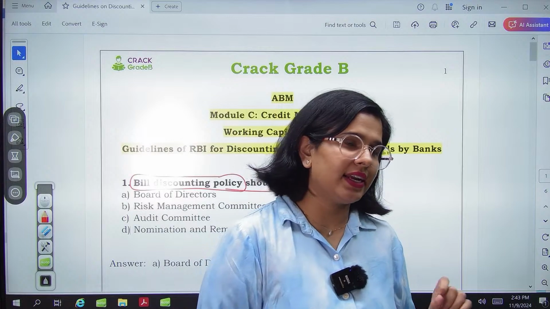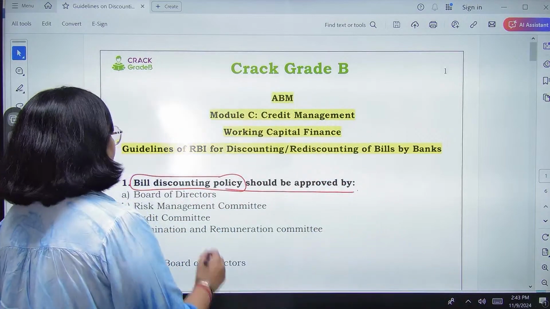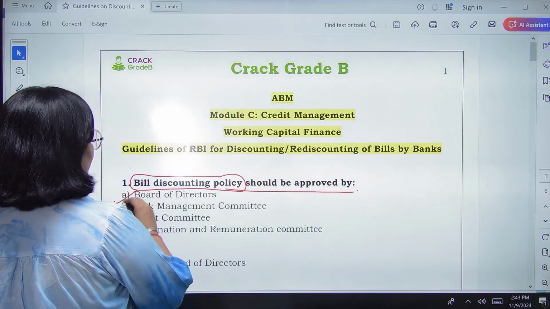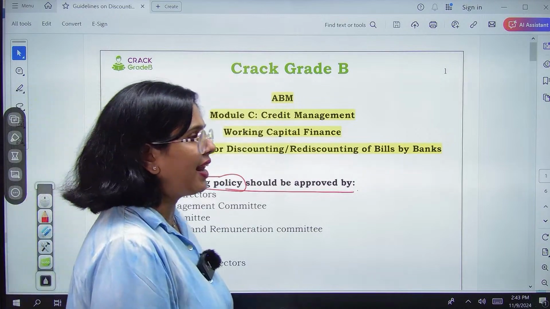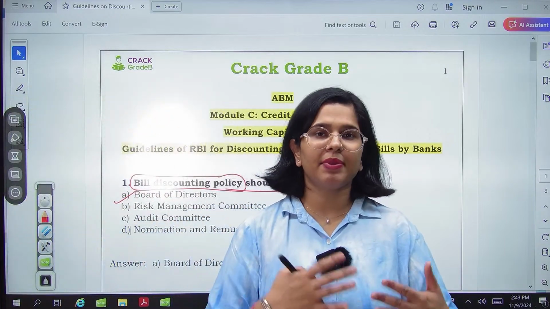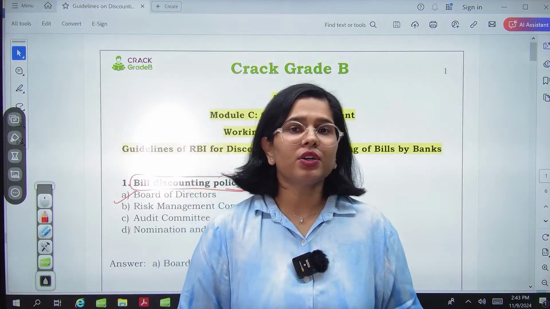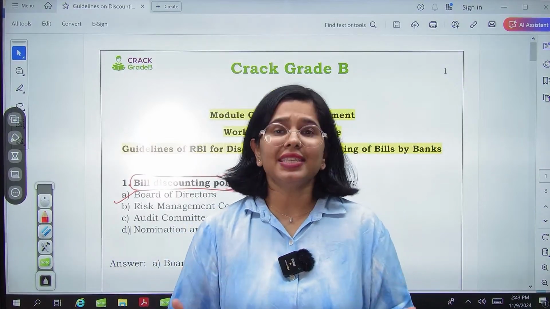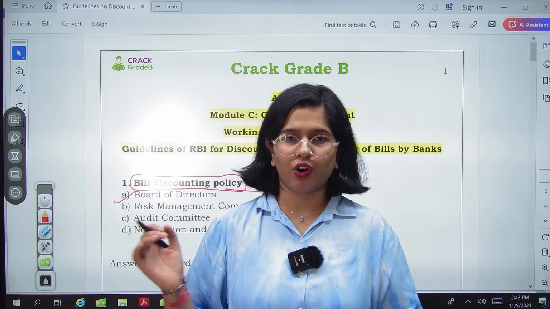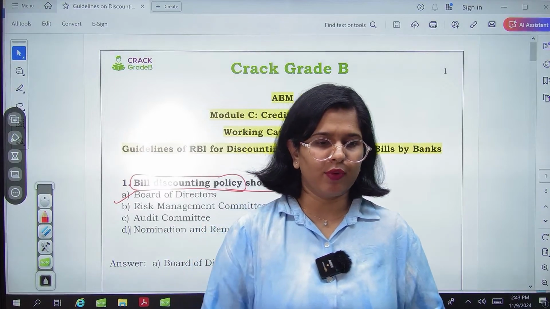Board of directors related authority हम check करना चाहते हैं, and that is why bill discounting की जो आपकी policy होगी वो board of directors decide करेंगे कि हम किसके bills discount कर रहे हैं, what is the interest rate we are going to charge, what is the collateral, something that we might seek in this particular scenario. So all of this is going to be decided by the board of directors.